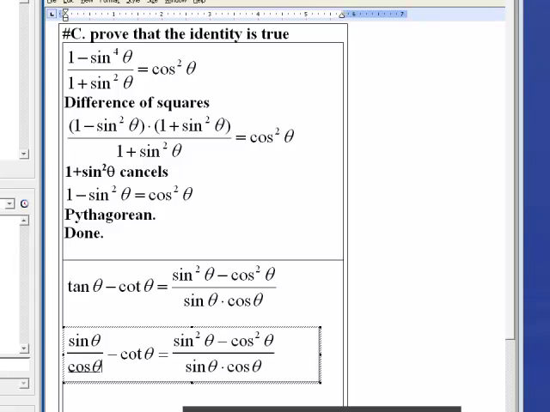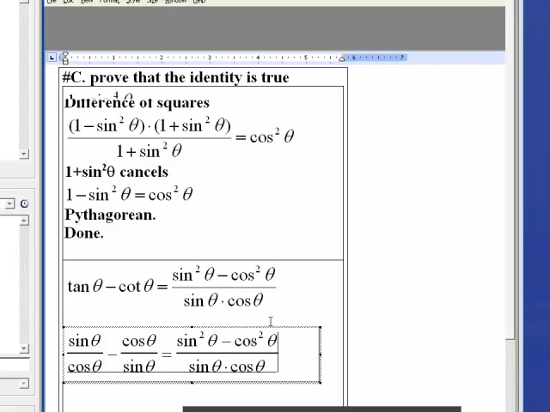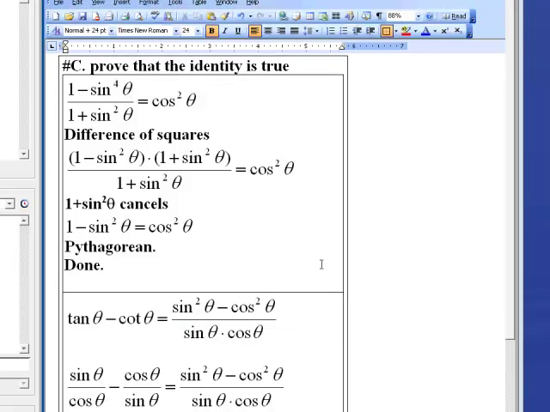Cosine. And this one is cosine over sine. Cosine over sine. Okay, what can I do with that? Well, let's see. So I use the ratio identities at this point.